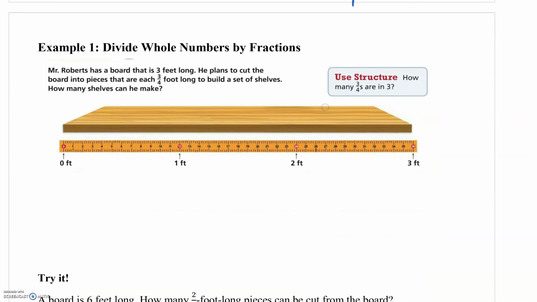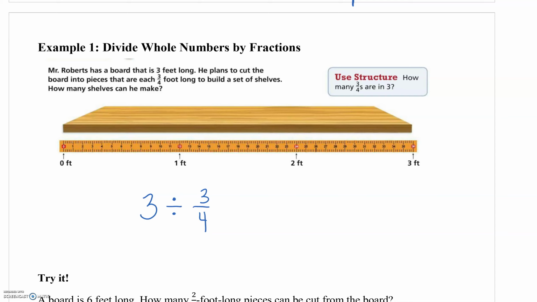All right, so now moving on to our example. Mr. Roberts has a board that is 3 feet long. He plans to cut the board into pieces that are 3/4 foot long to build a set of shelves. How many shelves can he make? So we're taking this 3-foot board and dividing it into 3/4 foot sections.